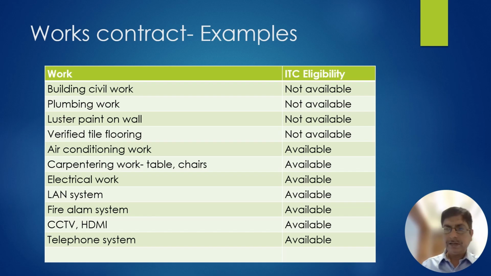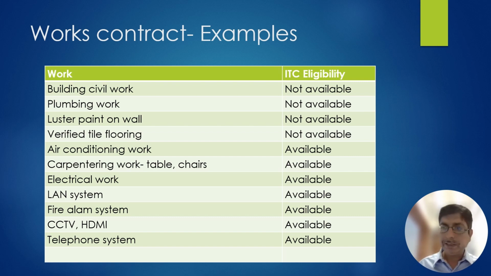Electrical work. Generally, if the light is not working, you can replace it immediately, without damaging that property. So the credit is available. LAN system. Again, it is not fixed to earth. The credit is available. Fire alarm system. It is kept on the floor. It is not fixed on the floor. Therefore, credit is available. CCTV, HDMI cable, telephone system.